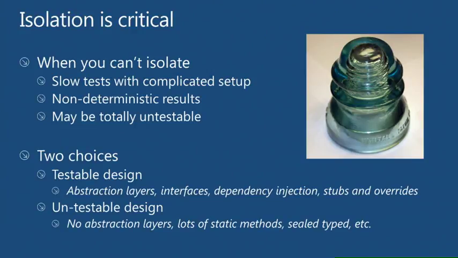And we really have two choices for isolation. We can design for isolation: a testable design with abstraction layers and interfaces, dependency injection. We're going to use stubs and mocks. We're going to use overrides. This is a system that is going to be easy to test. It's going to be flexible. It's going to be modular. We may have an untestable design, however. No abstraction layers, monolithic, lots of static methods and internal object creation, sealed types. Sealed types are famously difficult to test because you can't derive from them. You can't use Liskov substitution and all these other things to make replacements.